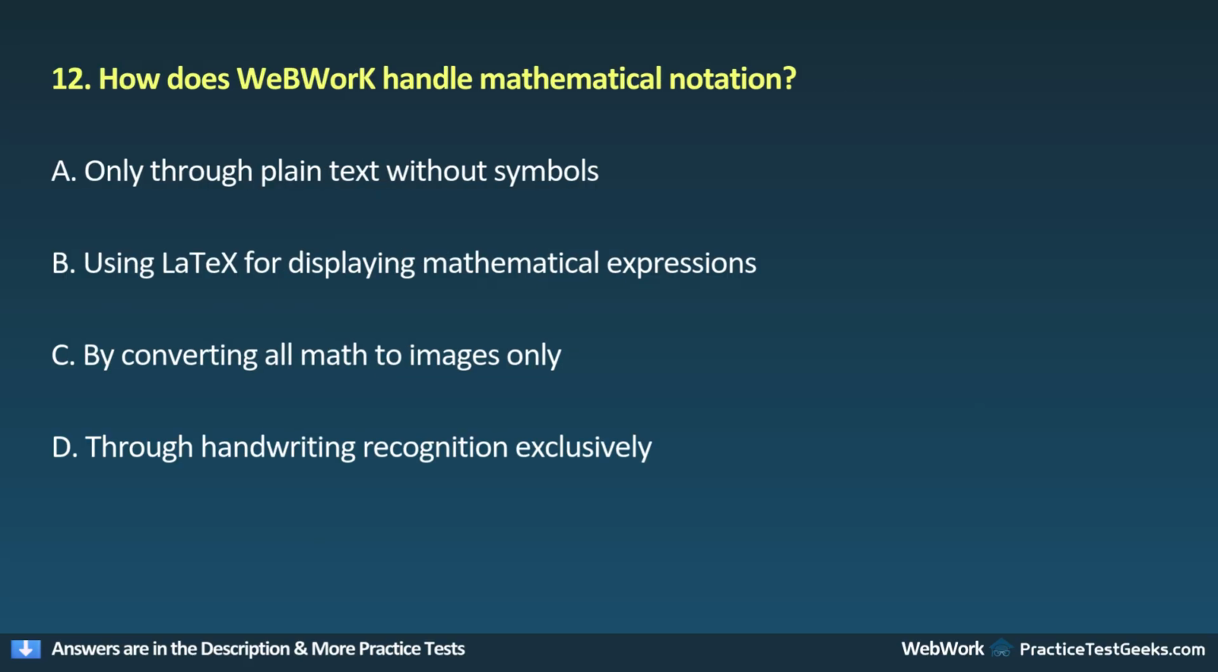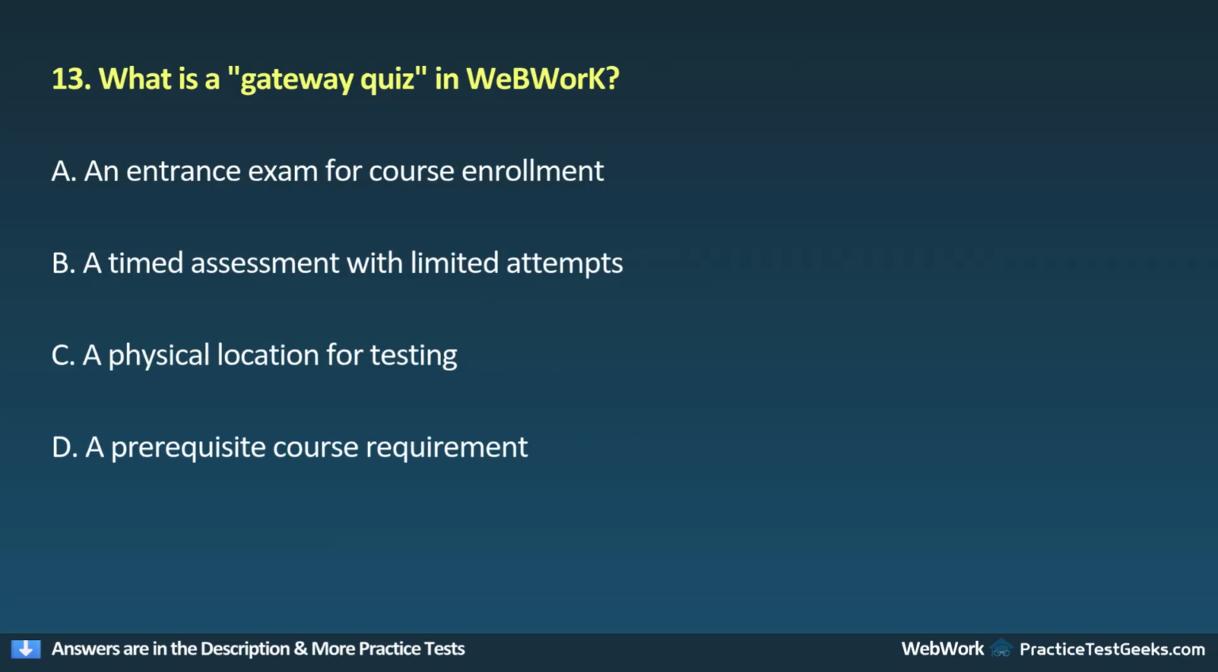12. How does WeBWorK handle mathematical notation? A. Only through plain text without symbols. B. Using LaTeX for displaying mathematical expressions. C. By converting all math to images only. D. Through handwriting recognition exclusively.